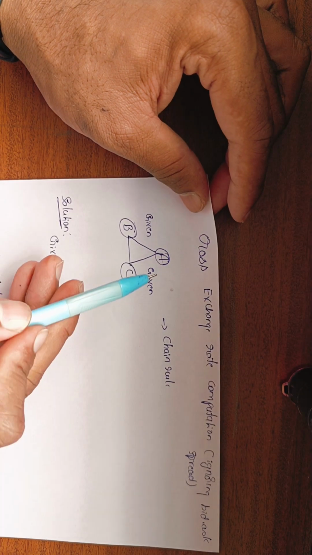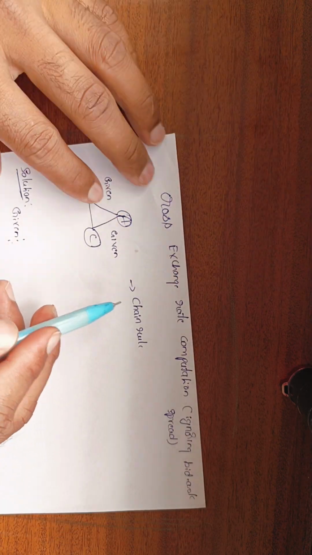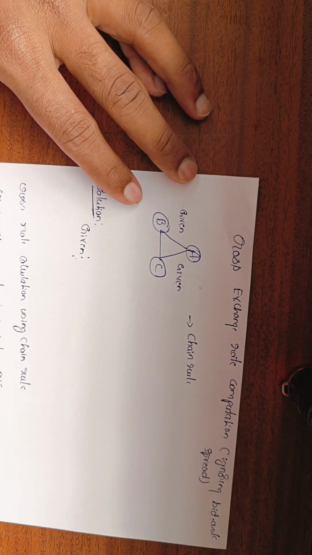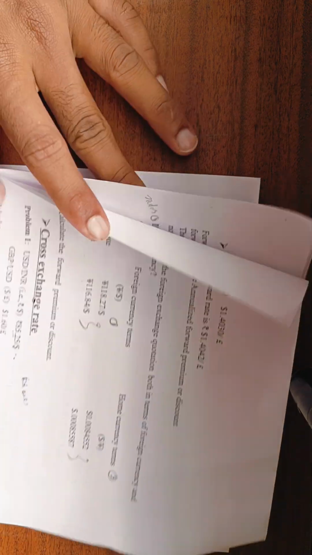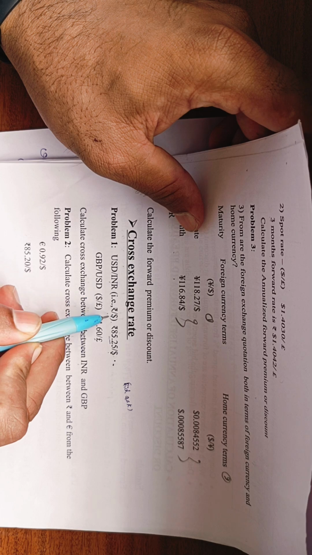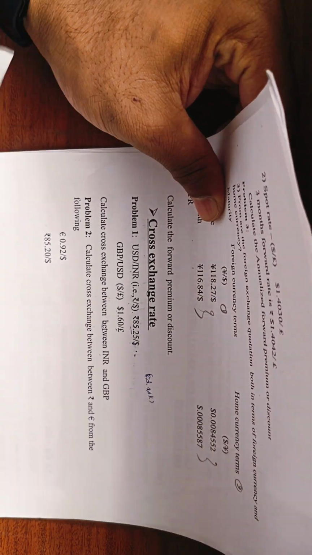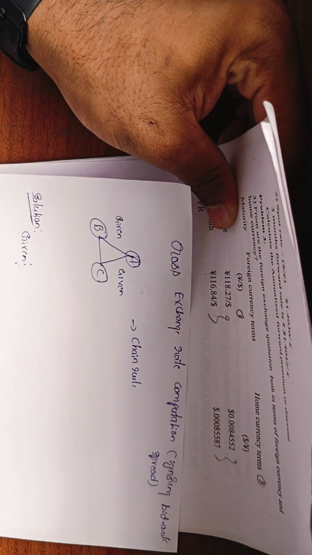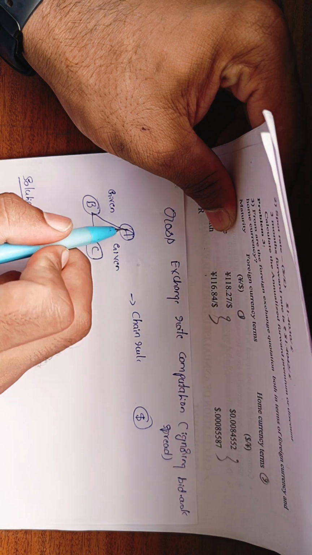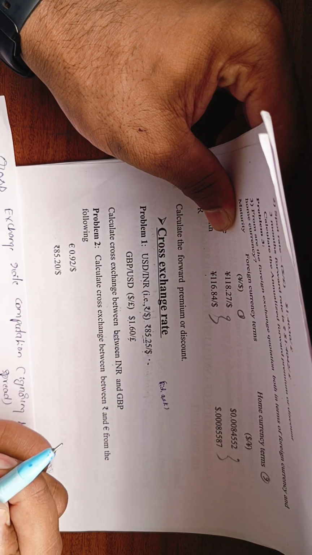As I told, we are following the chain rule. A, B, C is there. A is nothing but the common currency. Which is the common currency here? Here dollar is common. You need to write what is the common currency here. Dollar is the common currency. A is nothing but the common currency. Here the common currency is dollar. Done.